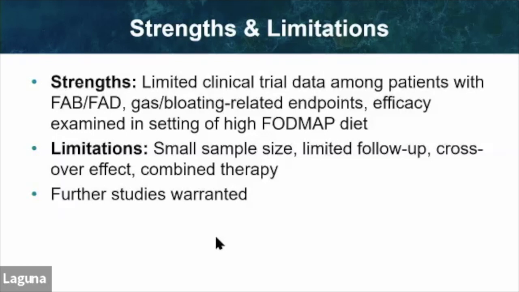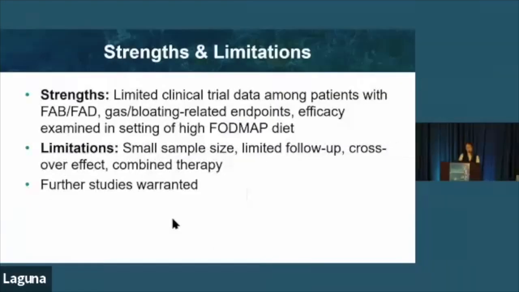I thought that major strengths of this study are that there really are very limited clinical trial data in this patient subgroup of people who suffer from functional abdominal bloating and distension, which is a really problematic symptom for many patients. I like the fact that the trial also focused on gas and bloating related endpoints, which are usually not primary endpoints in most of the clinical trials in patients with lower FGIDs.